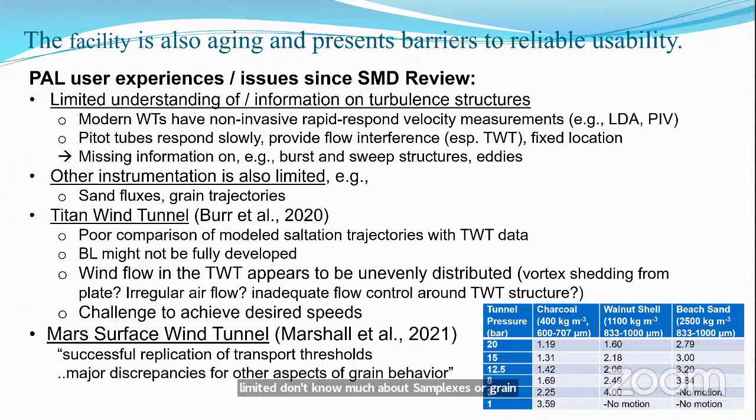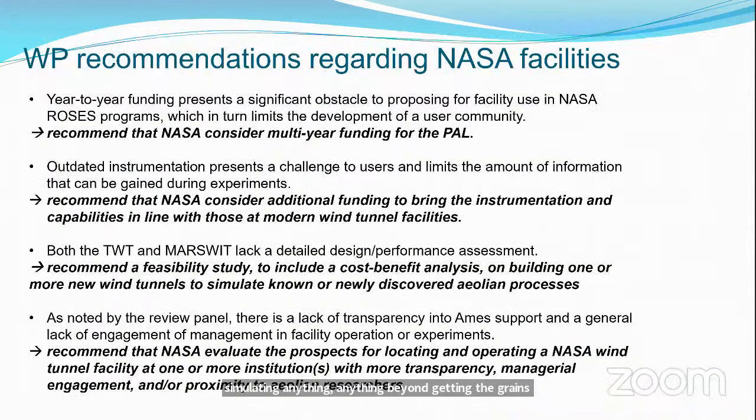And then both a paper from a couple of years ago and a paper just from last year note that it's hard to understand just how well the wind tunnels can simulate some aspects of aeolian behavior. It seems like both for the Titan wind tunnel and the Mars wind tunnel, that thresholds can be measured perhaps with some degree of fidelity to real life, but that beyond that point, maybe there's a challenge simulating anything beyond getting the grains off the surface. So here's some recommendations. Those are from the white paper, and I'll turn it over to the next speaker. I won't take time to go over those.